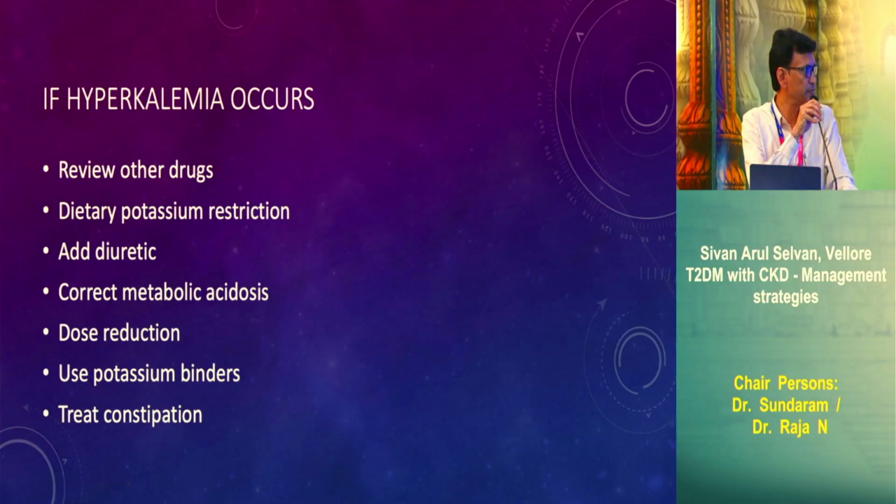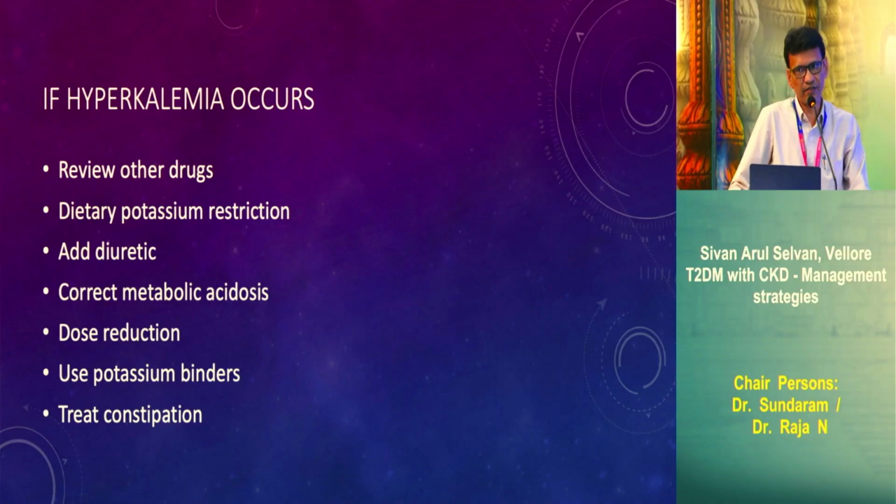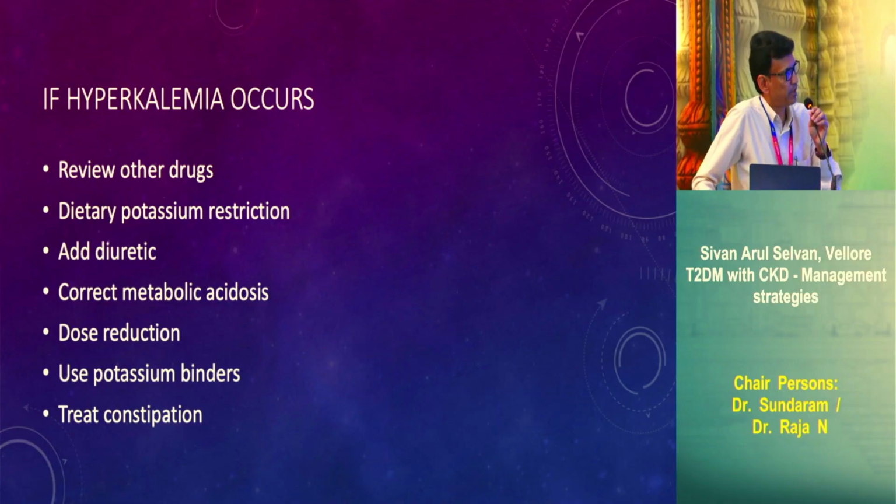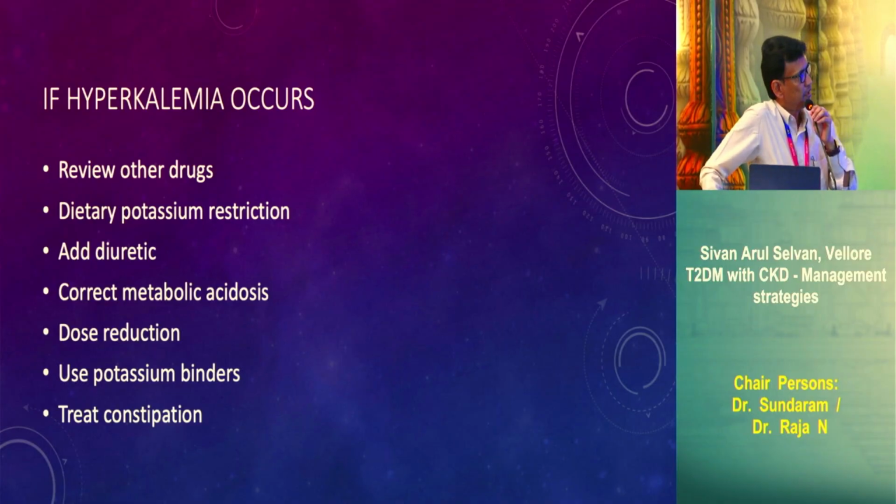And also, many doctors, when they see hyperkalemia, will abruptly stop this medication. These ACE inhibitors and ARBs have maximum benefit in diabetes and CKD. Don't just abruptly stop. Try to use maximum measures to continue the medication. If the patient has hyperkalemia, review the other drugs. If the patient is on NSAIDs, stop the NSAIDs. If the patient is on spironolactone, try to stop it. Try potassium restriction, add a diuretic, correct metabolic acidosis. Try to reduce the dose and continue the medication.